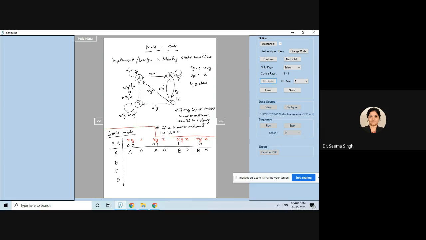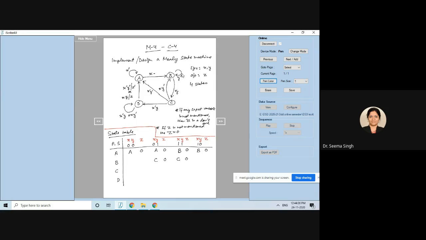And because x is not mentioned, x is don't care. So for my second column and my third column, when y is equal to 1, B transitions to C and Z again remains 0. Okay. Now let me check the other part.